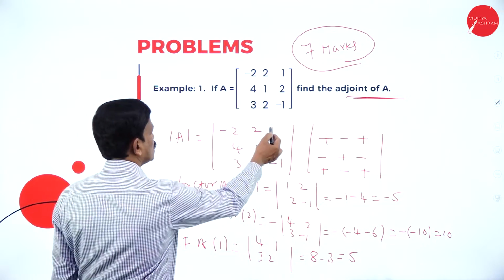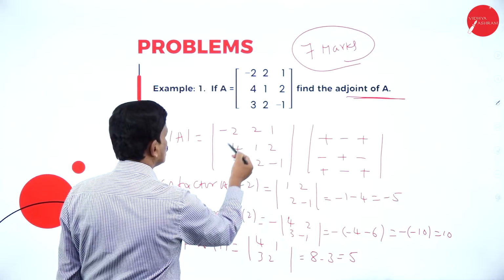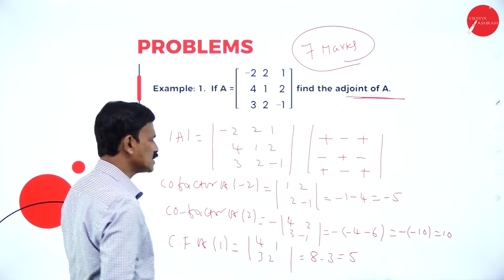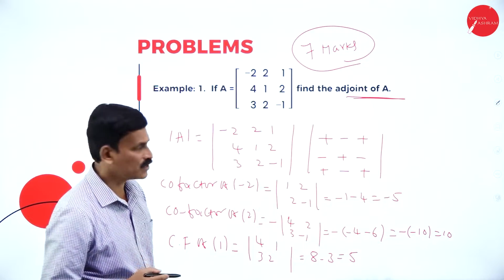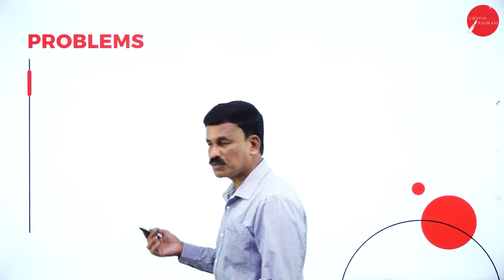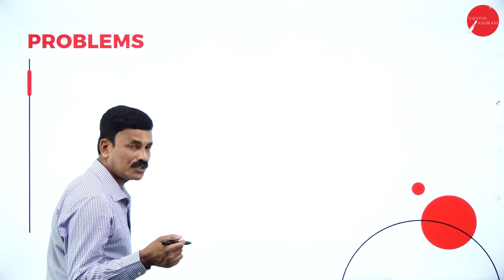Similarly, for this element 1, delete this row and column. What is left over is 4, 1, 3, 2. 4 twos are 8 minus 3, that's equal to 5. This is for the first row. Similarly, find out the cofactors for the second row. Now let us come to the next row. Now I will write down the problem again.